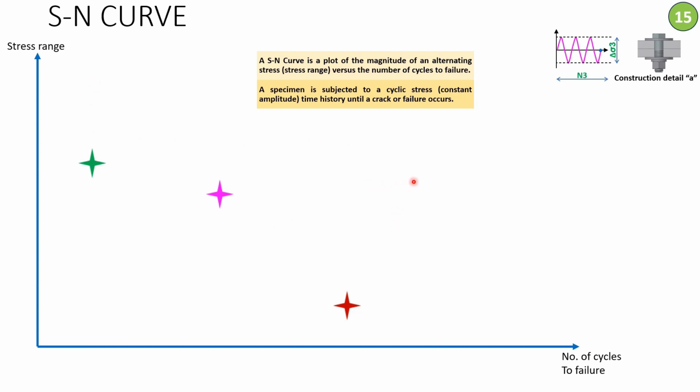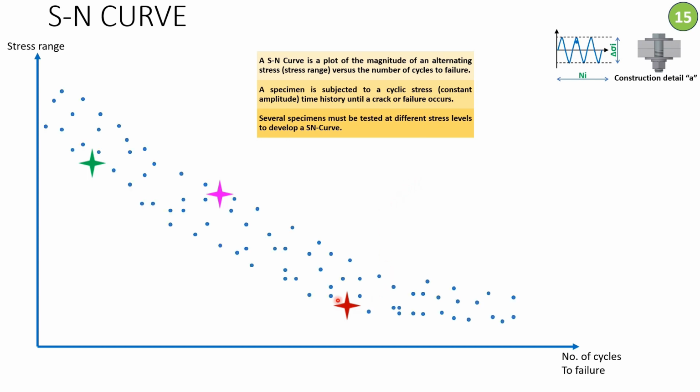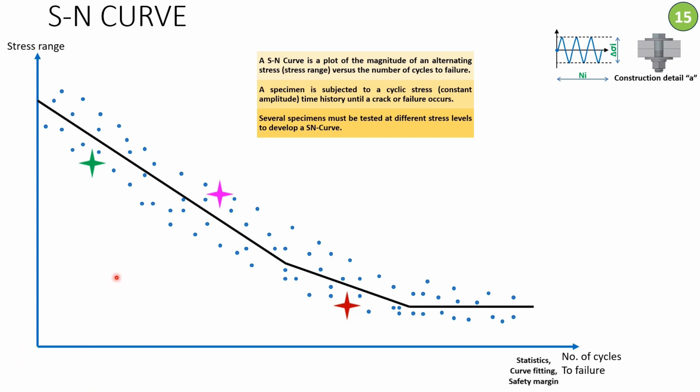Doing that for multiple stress ranges and recording the number of cycles required to failure for each stress range, you will end up with scatter points like this. Each point represents a specimen that has been tested under a specific stress range that caused failure at a specific number of cycles. From there, using statistics, curve fitting, and a bit of a safety margin, you should be able to establish the S-N curve that is specific for this construction detail.